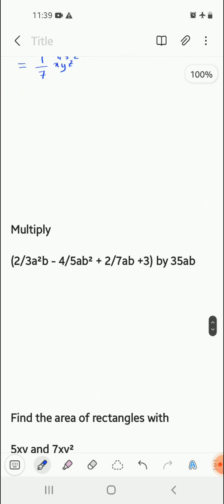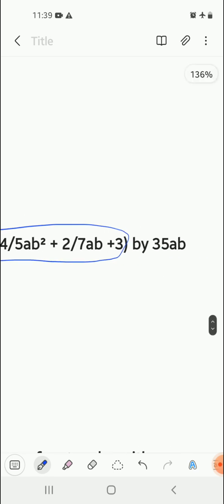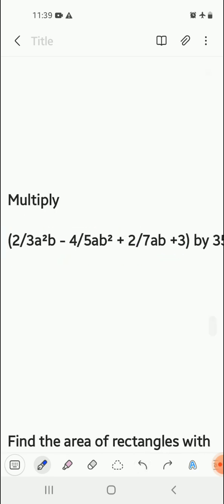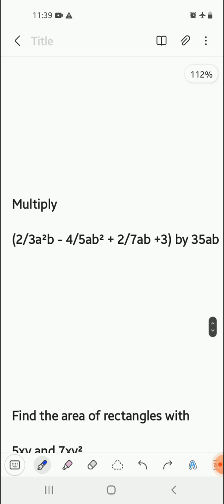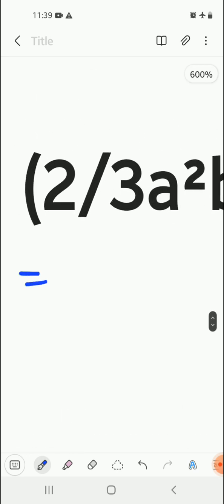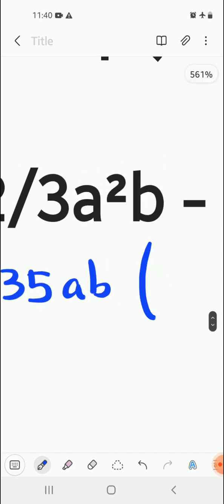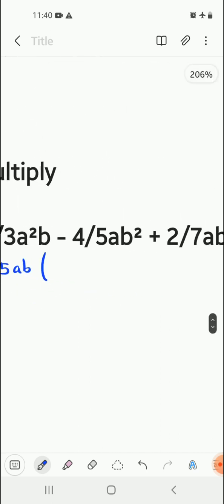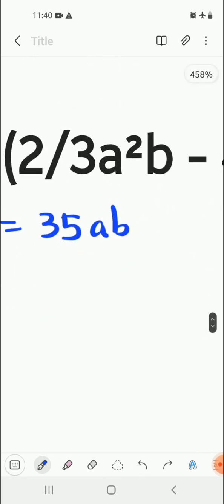Moving on, we have to multiply this expression. You can see we have to multiply this expression by 35ab. The first step is we are going to write down 35ab at the beginning. So it's equal to 35ab. After this, we are going to write down the expression, this whole part, within brackets. So let's copy it down.